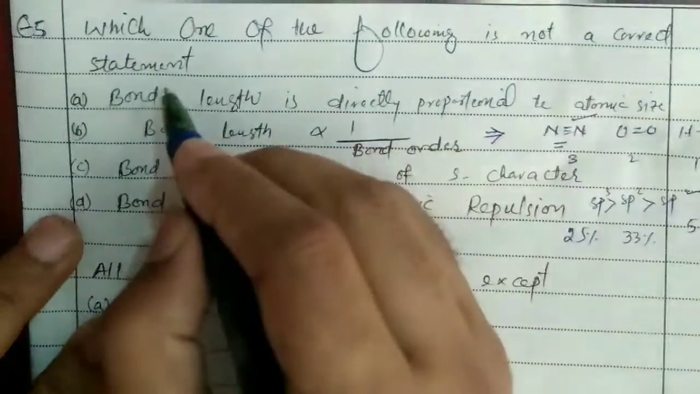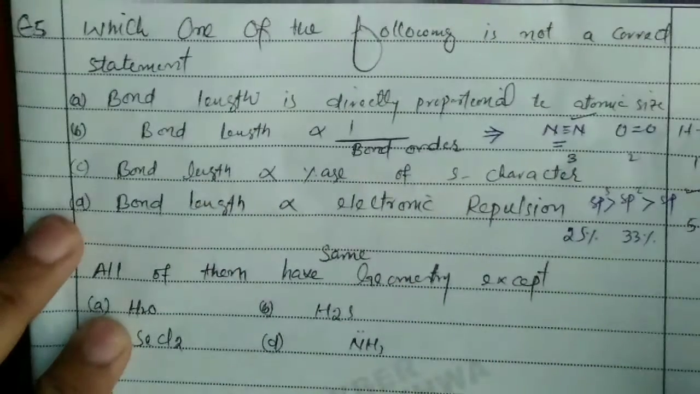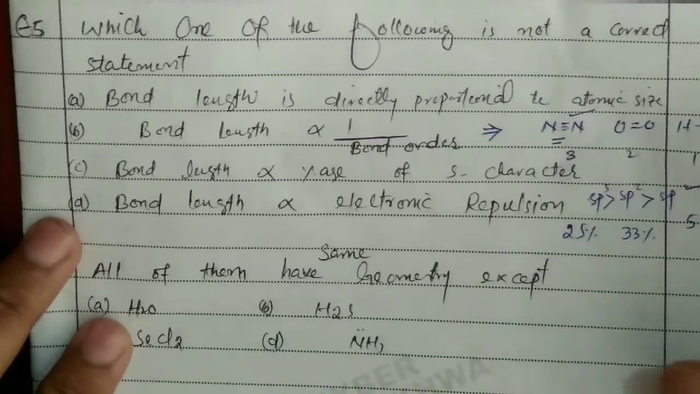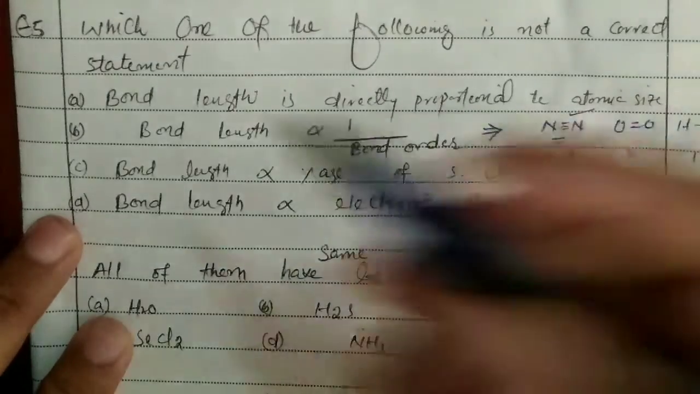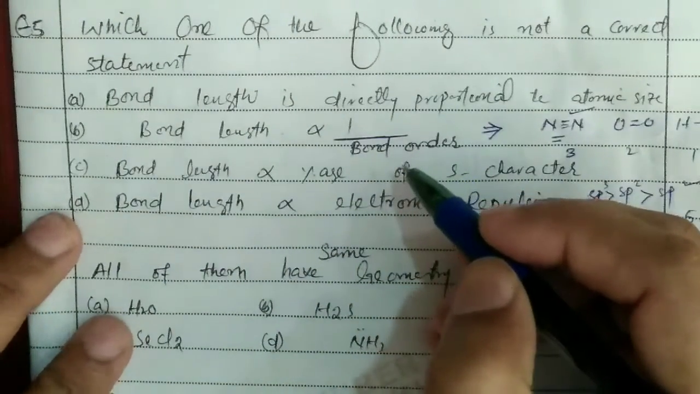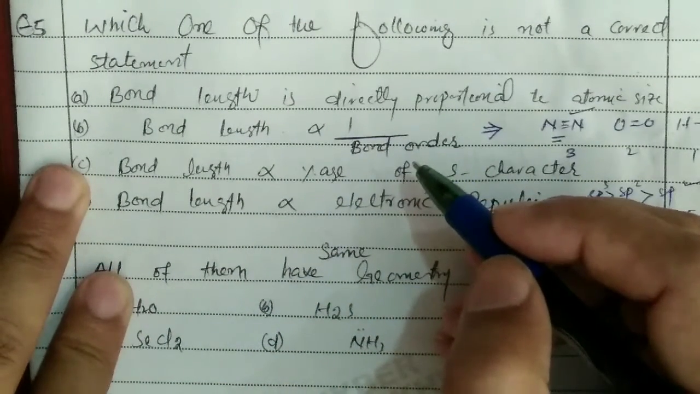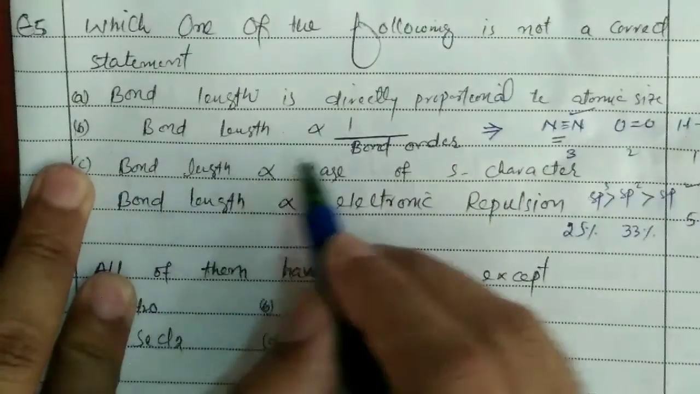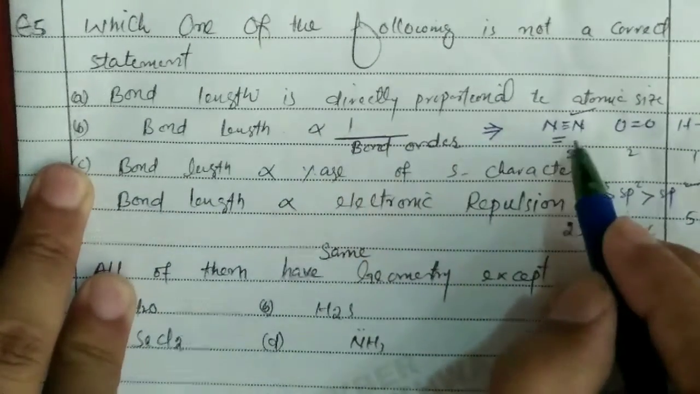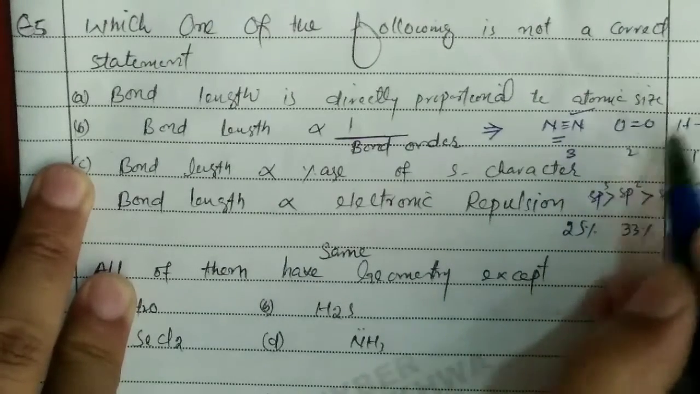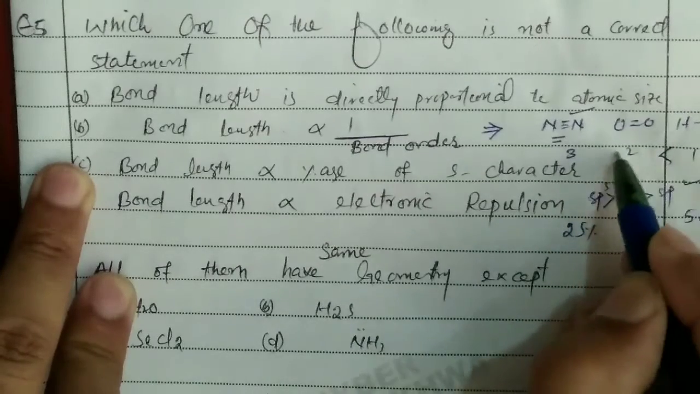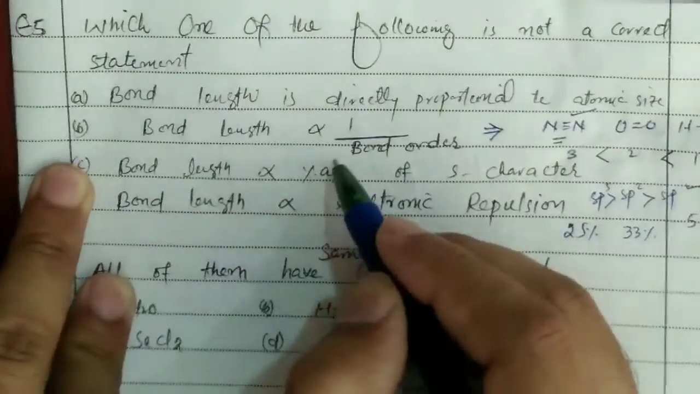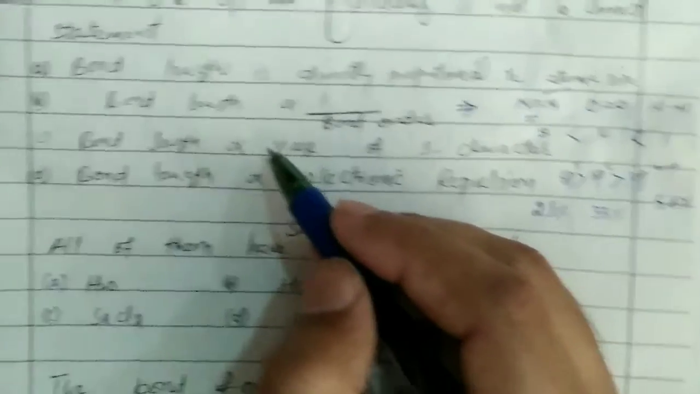Which of the following is not a correct statement? This MCQ has a broad concept. It gives you the concept about the bond length, the bond order, even the percentage of s character, and the atomic size. So option first, bond length is directly proportional to the atomic size, meaning the greater the atomic size, the greater the bond length. So this is the correct one. Second, bond length is inversely proportional to bond order. So consider nitrogen, where the bond order is 3, oxygen where the bond order is 2, and hydrogen where the bond order is 1. The bond length in this case is greater than this one, and in this case greater than this one, meaning an inverse proportionality is there between bond length and bond order.